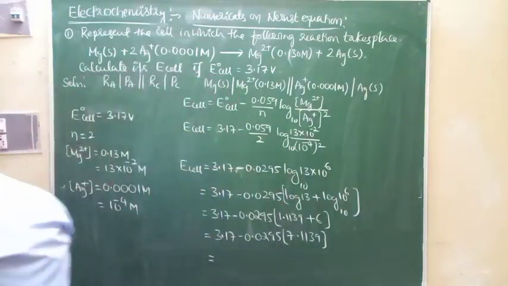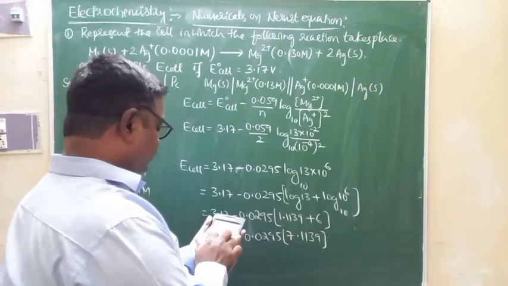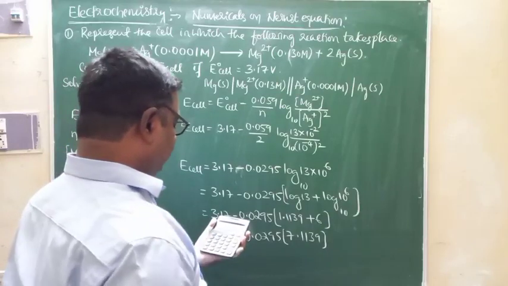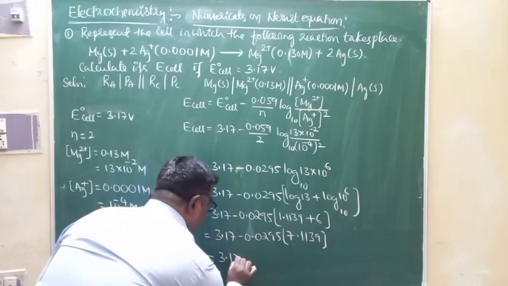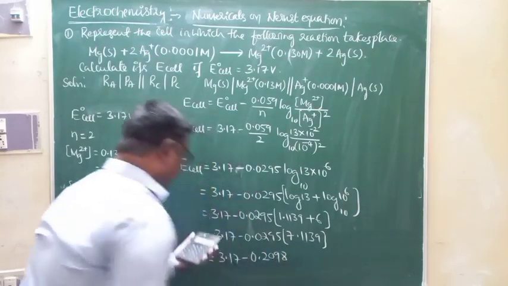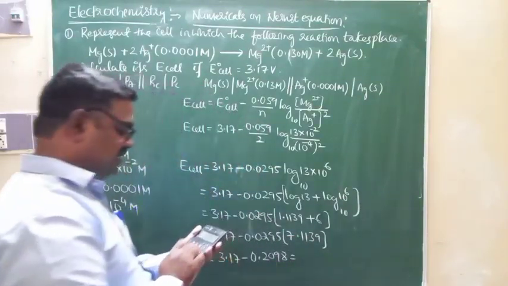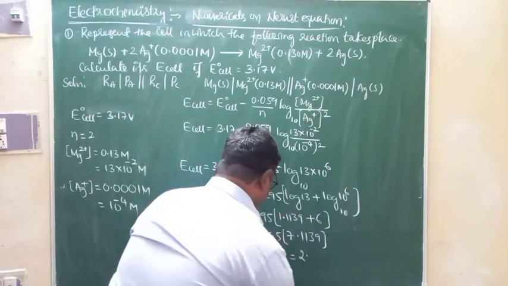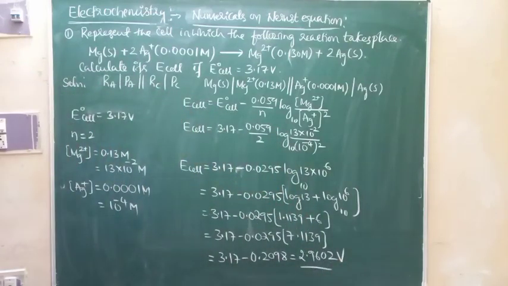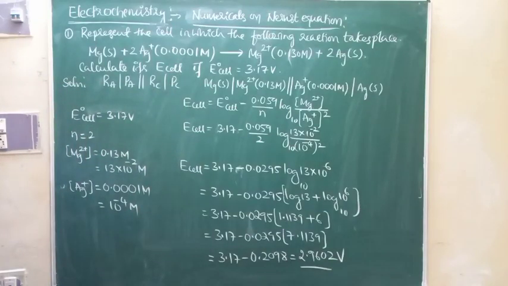0.0295 into 7.1139 comes out to be 0.2098. So 3.17 minus 0.2098 is equal to 2.9602 volts. This is the cell potential for the given cell reaction. Note it down, take a screenshot and just go for it.